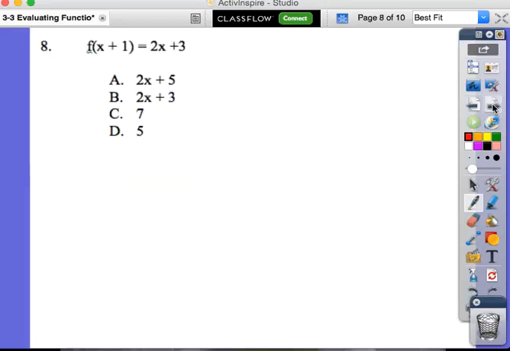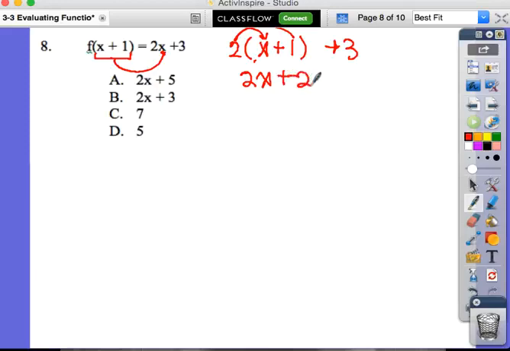Okay? All right. Next. Ooh, this one looks fun. So what are we plugging in for x? X plus 1. All right, so 2, and then in place of x, we're putting x plus 1, and then we have the plus 3 out to the side. Well, you ought to know, what is this right here? Distributive property. 2 times x, 2x, 2 times 1, plus 2, and then you have the plus 3. So which one would that be? A, 2x plus 5. Very good.